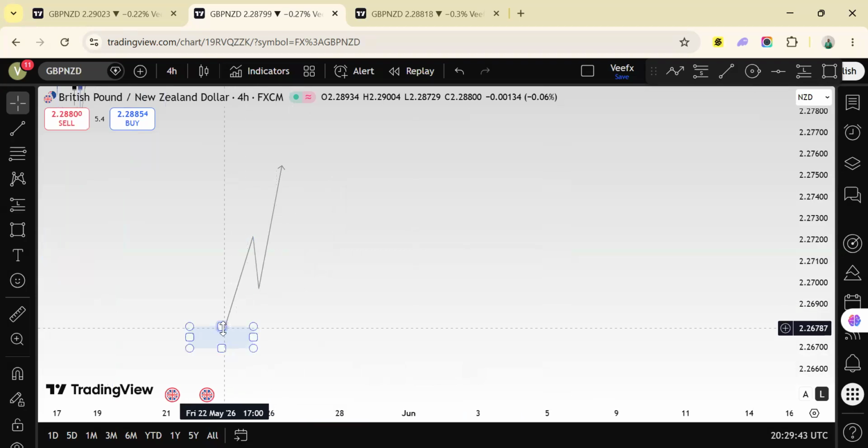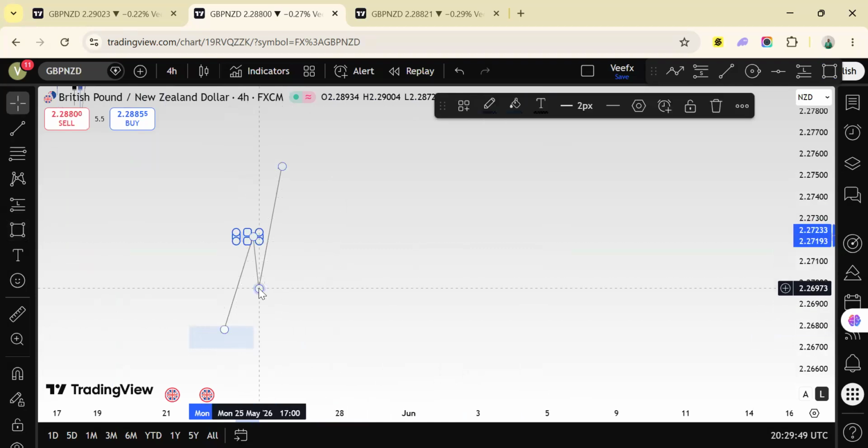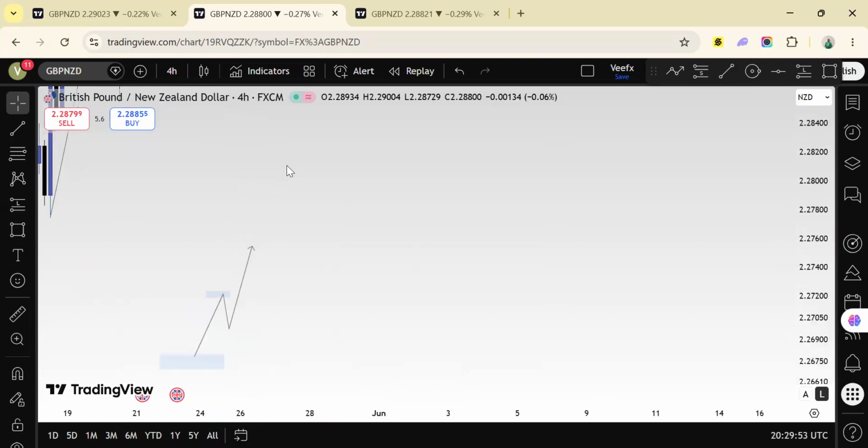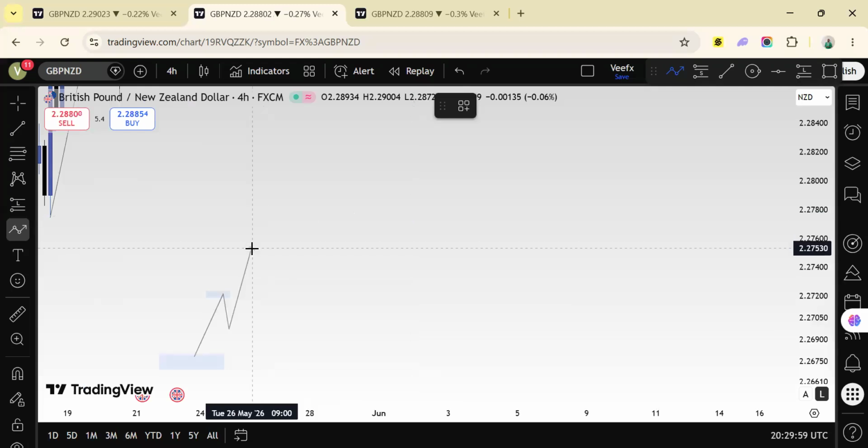Now, this zone here is your higher low, right? This zone here is your higher high. This one is your higher low again. This is your higher high. Now, an uptrend is just going to be maintaining that series of higher lows and higher highs. That's how an uptrend pattern is.